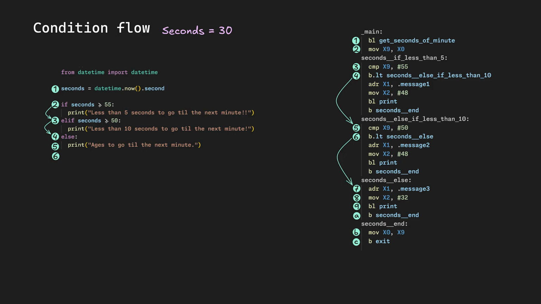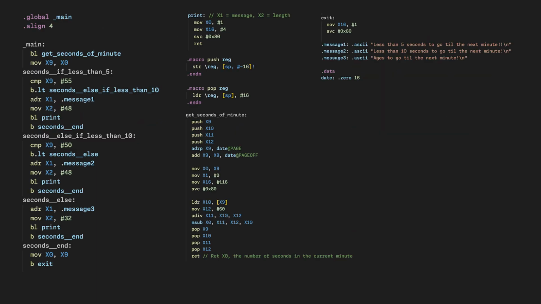So each section has a label, a conditional jump, the block of code, and then an unconditional jump at the end. And here's the whole code, including my little subroutines and a few other curiosities you might find interesting.